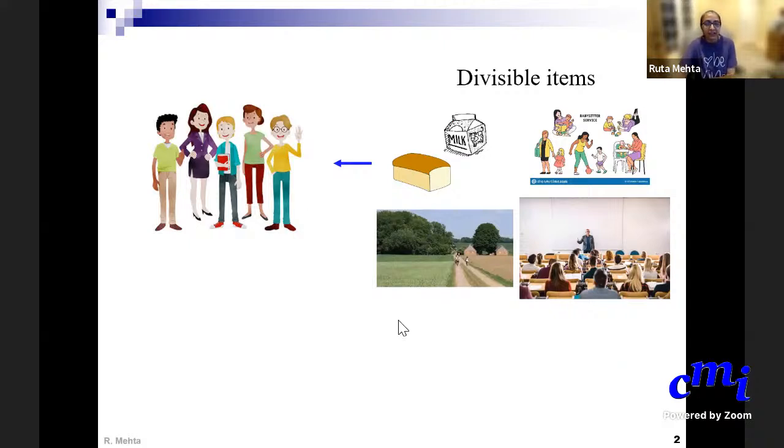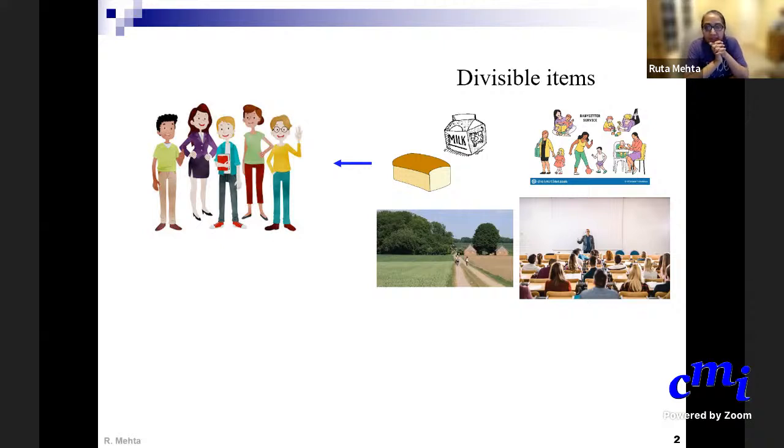Okay, so here is the problem I'm posing to you: I have some set of items. Let's say land, it could be bread, milk, it could be house chores, it could be teaching duties. So it's a mix of something that people like, and something that they don't like. They don't want to do any housework, but they would be happy to maybe take a bread.